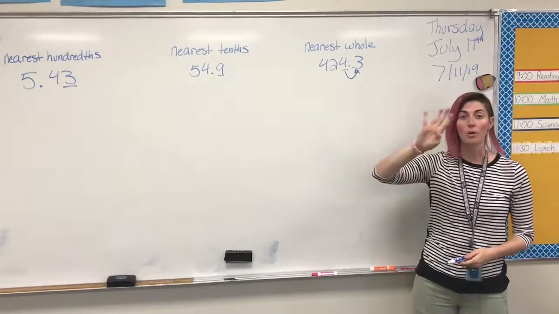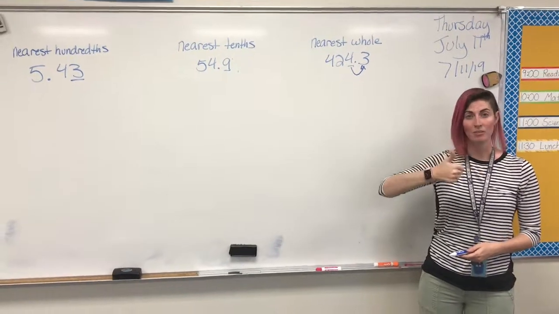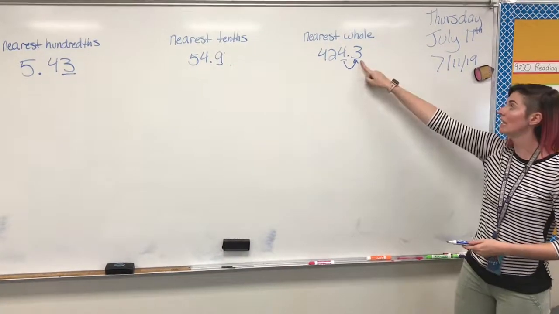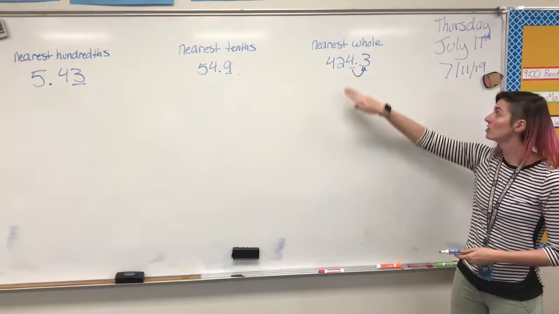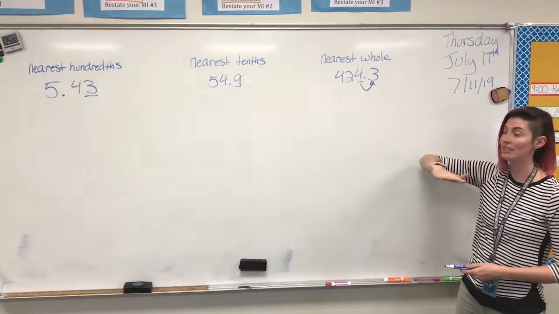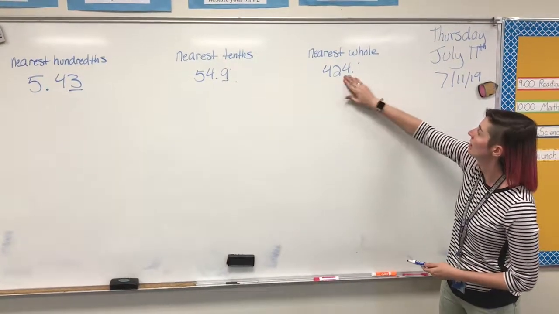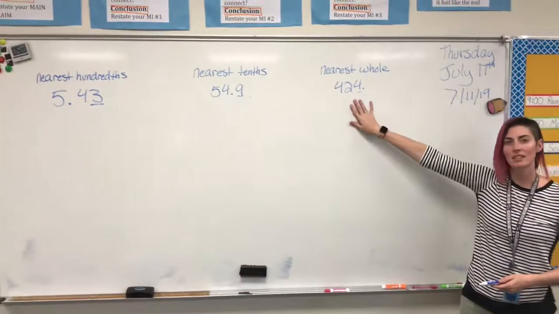So 4 or less, let it rest. 5 or more, let it soar. 3 is 4 or less, so 4 here is going to rest. I use the 3, and I lose it. This is our rounded number.